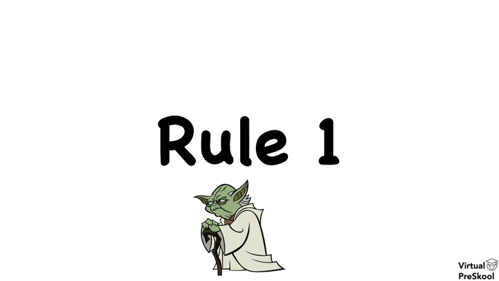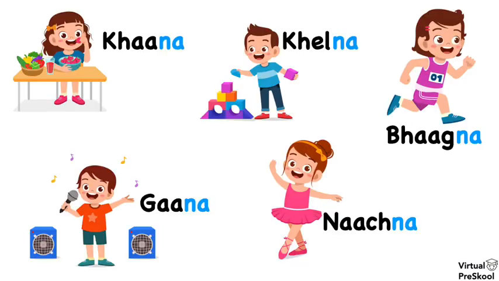You've done a lot of practice problems today, so before we go, let's review the rules for conjugation one more time. Rule number 1. Remember, all Hindi verbs have a na at the end. And the first thing you have to do is use your lightsaber to chop off the na. Khaana becomes kha. Khelna becomes khel. Bhagna becomes bhag. Gana becomes ga.